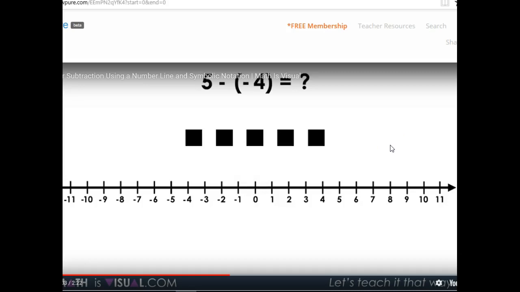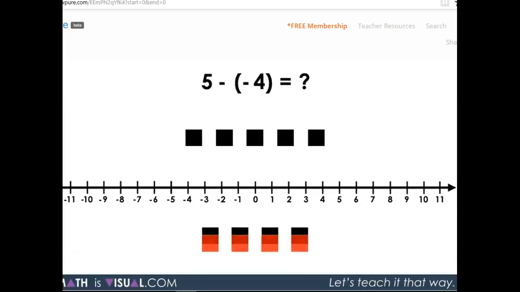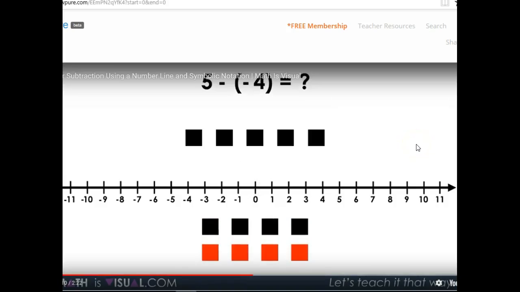This is 5 minus a negative 4. Do we have a negative 4 to take away? Do we have a negative 4 to subtract? So what do we need to do? They added 4 zero pairs. This is our 4 zero pairs.